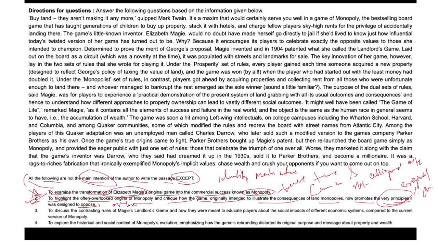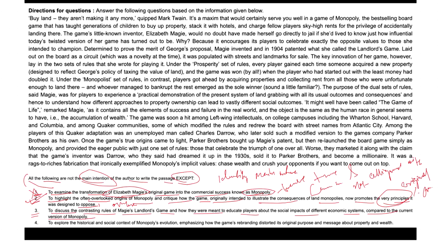So let's look at option three. Option three stated: to discuss the contrasting rules of Magie's landlord scheme and how they were meant to educate players about the social impacts of different economic systems compared to the current version of Monopoly. Now, this discusses the rules of Magie's game and how they were meant to educate players, but it doesn't fully capture the broader critique and the historical evolution of the game, which are central to the author's intent. So, hence, three is also eliminated.